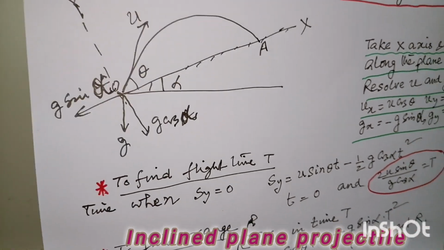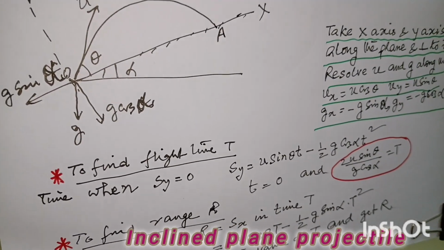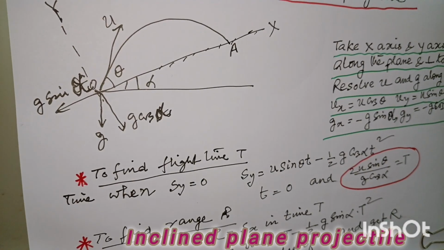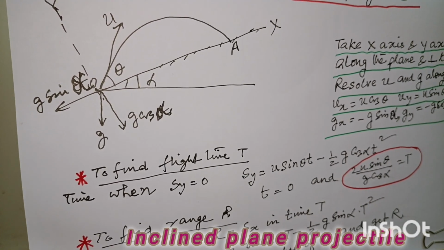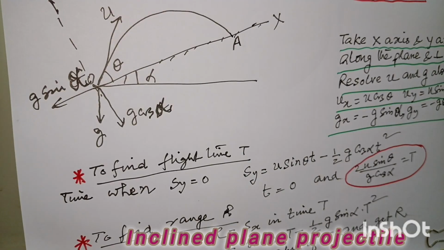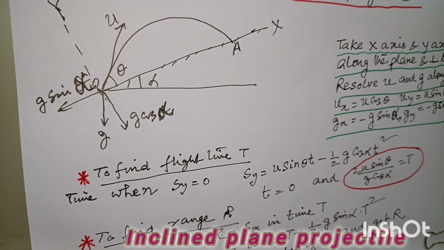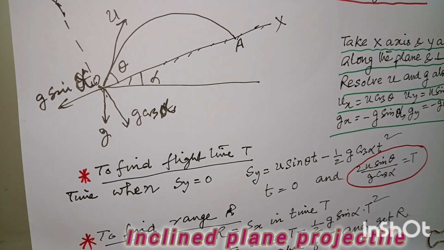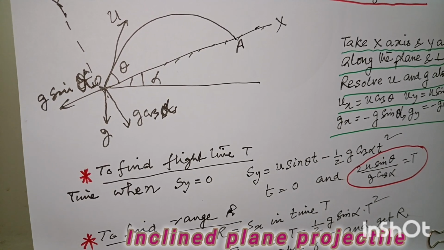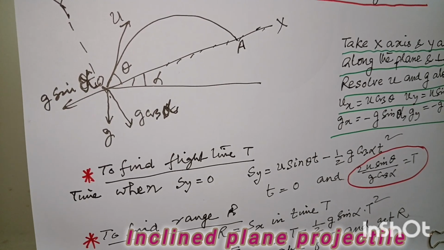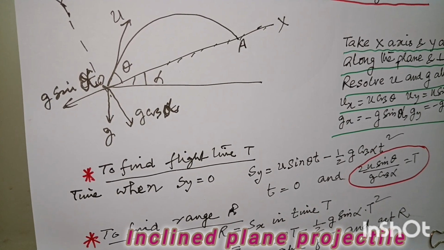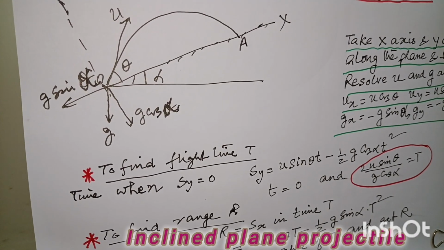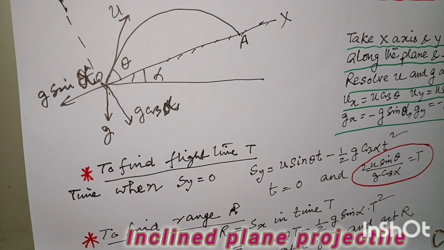Now if I have to find flight time, so what is flight time? It goes from O and ultimately lands at A. So when it is at A, then the displacement along y-axis becomes 0. The displacement along y-axis becomes 0 two times, one at the beginning of the projectile and another at the end of the projectile at A, means one at O and one at A. So what we will do is we will put Sy equal to 0.